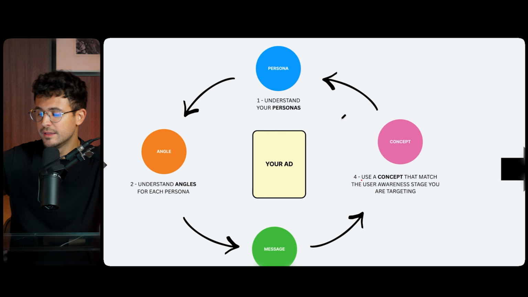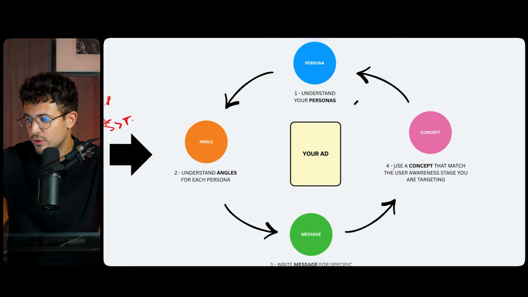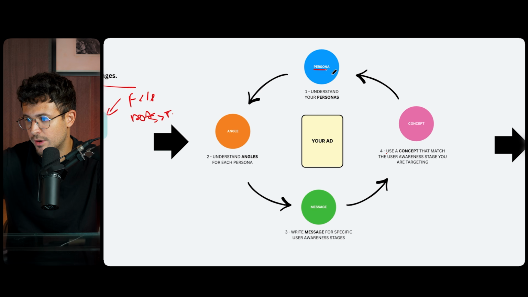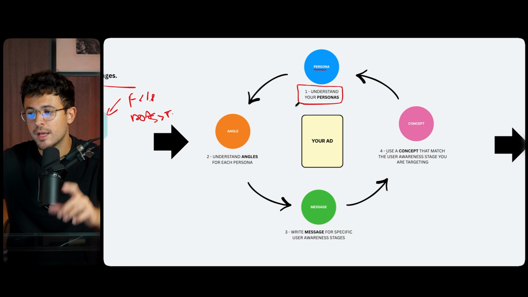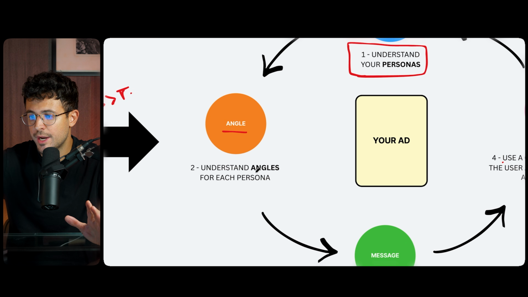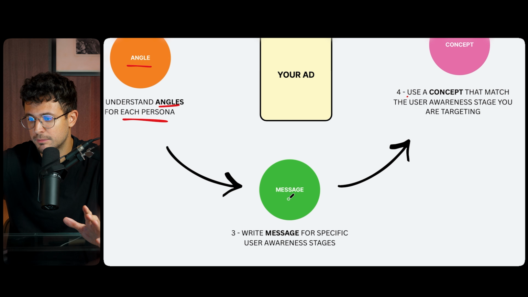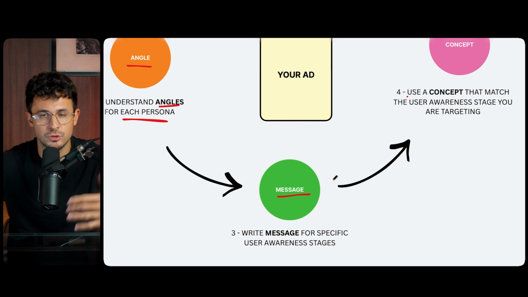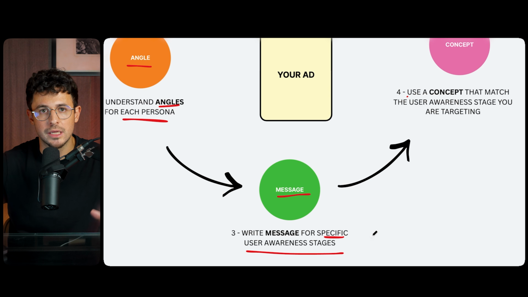Now, this is the way that you need to look at your static ads when you create them. The first thing that you need to identify is your persona. So you need to do more research and understand all the personas that you're targeting. Then for each persona, you want to have the angle. And here, you can have multiple angles for each persona. Then you want to write the message. The message is basically what goes inside the ad, the message that the ad wants to deliver, and the message needs to be specific to the user awareness stage that you want to target.